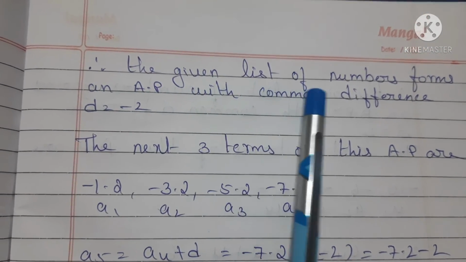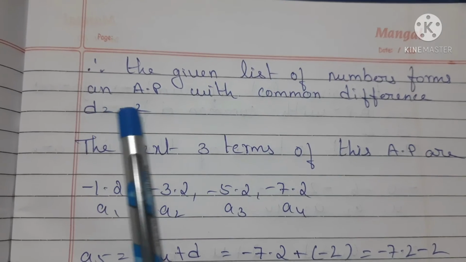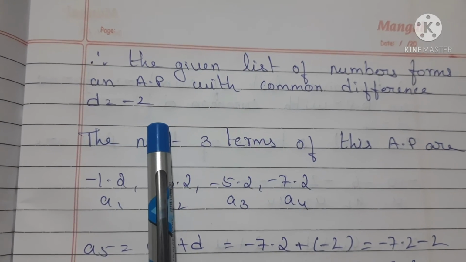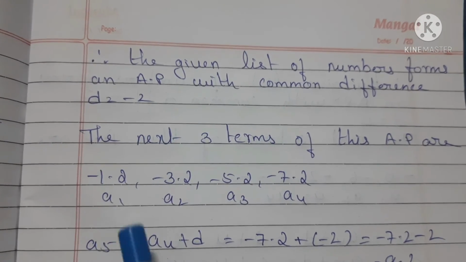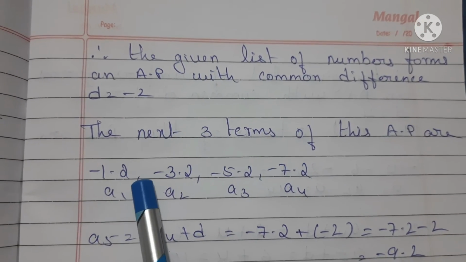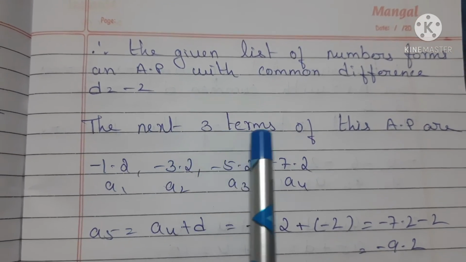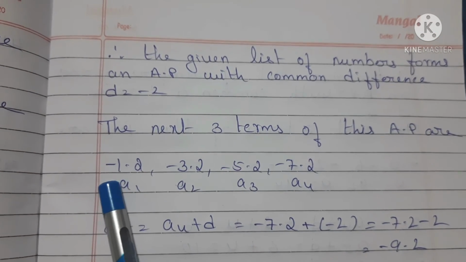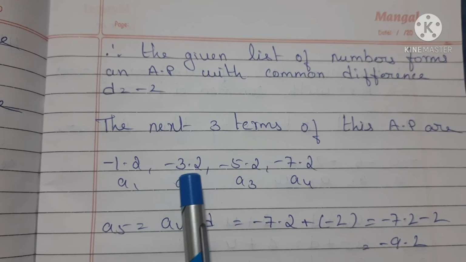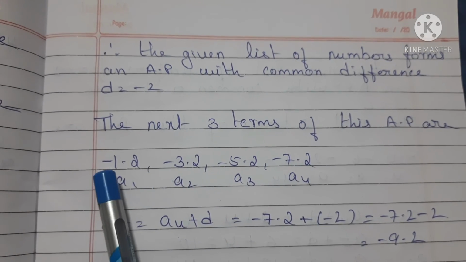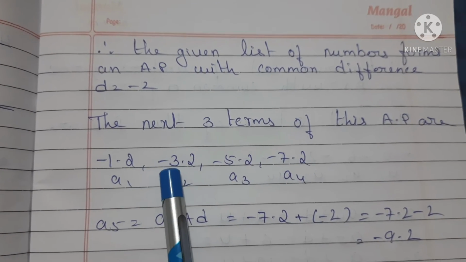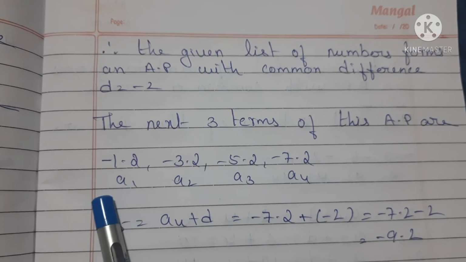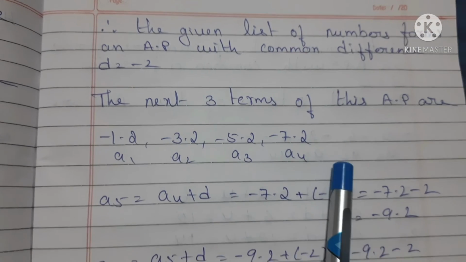Therefore, the given list of numbers forms an arithmetic progression with the common difference d equal to minus 2. Now, we should find out the next three terms. The next three terms of this AP are: first write down the question. Minus 1.2, minus 3.2, minus 5.2, minus 7.2. Now this is A1, A2, A3, A4.